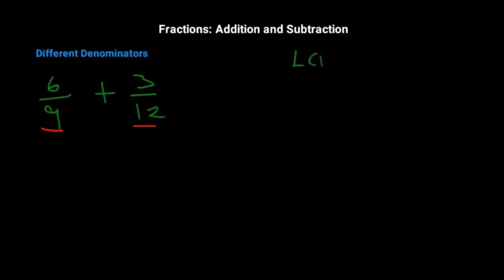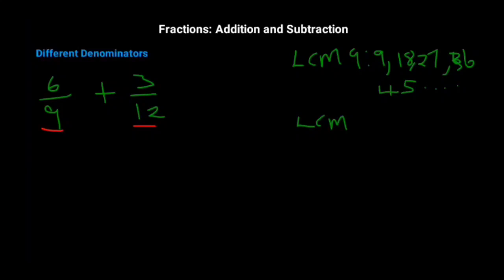So we'll write the multiples, for the LCM is the lowest common multiple, once again, of 9. And that would give us 9, 18, 27, 36, and 45. Let's leave it at that. And then the multiples of 12 would give us 12, 24, 36, 48, 60, and we'll leave it at that.